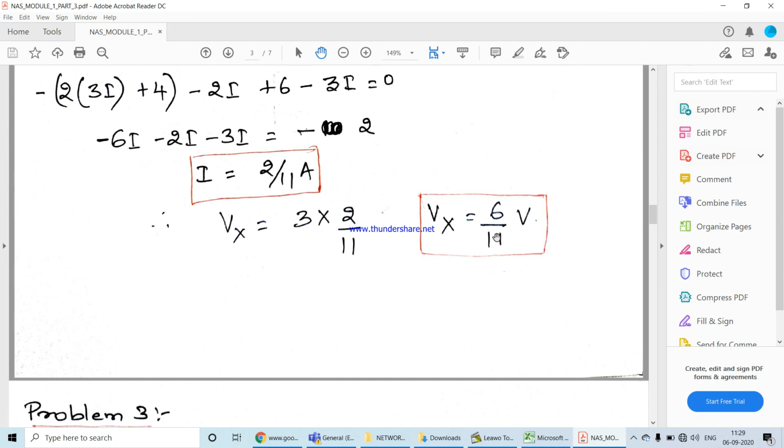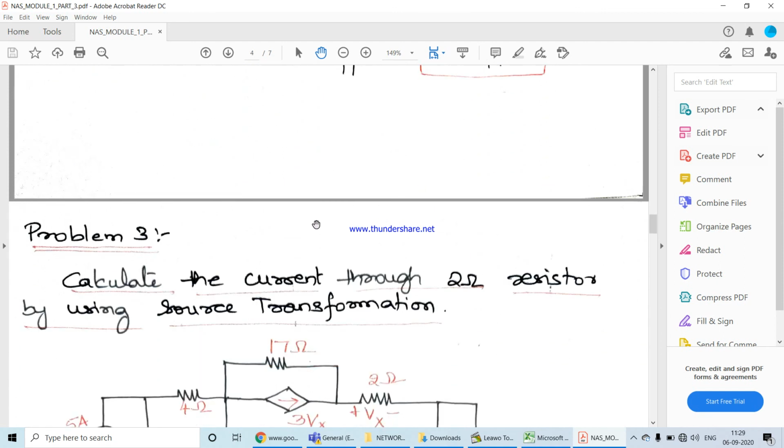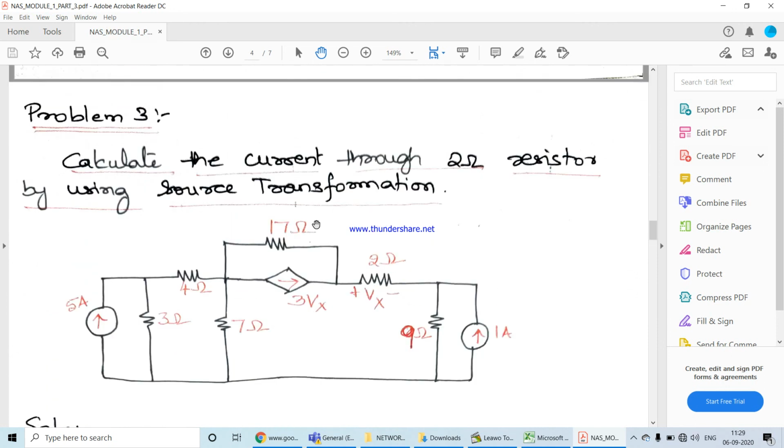Clear? Okay, coming to problem 3. In problem 3 it says calculate the current through the 2 ohms resistor by using source transformation.